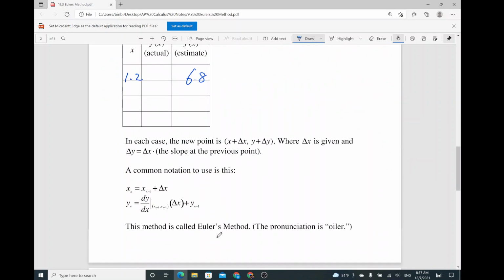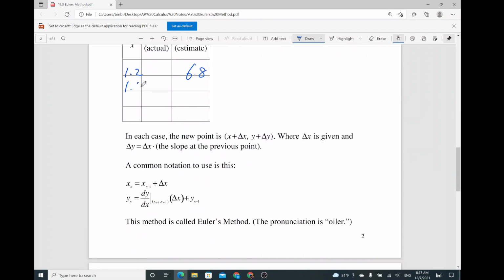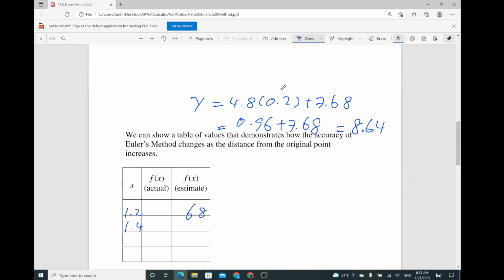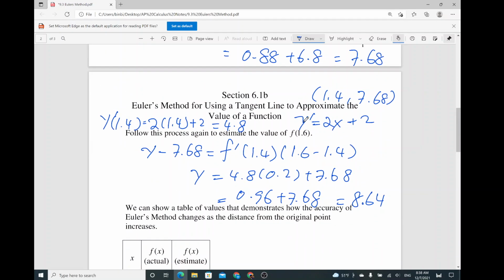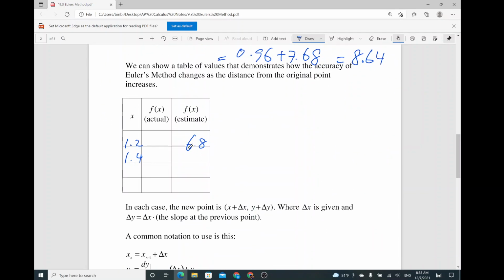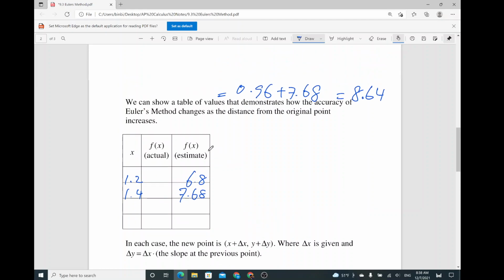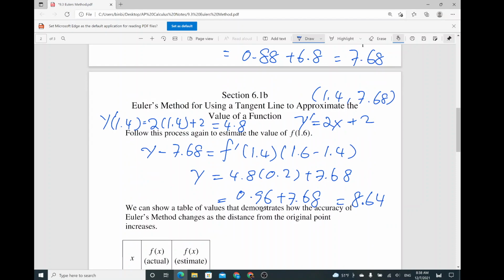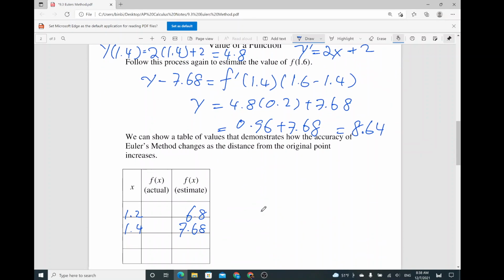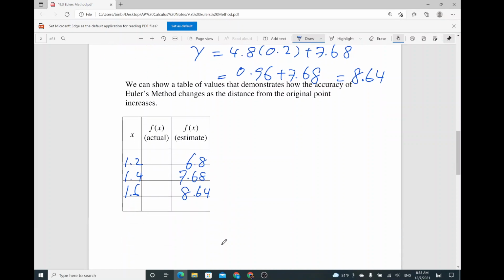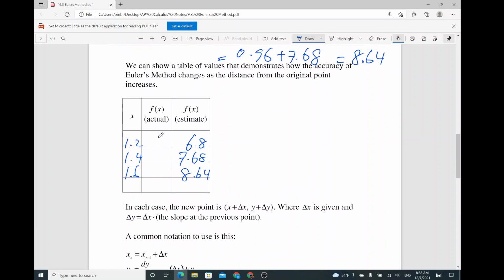And then 1.4. And the one that we found there for 1.4, which is 7.68. And then the other one here, which is what, 1.6. And then we got 8.64. And then you want to compare that to actual values.